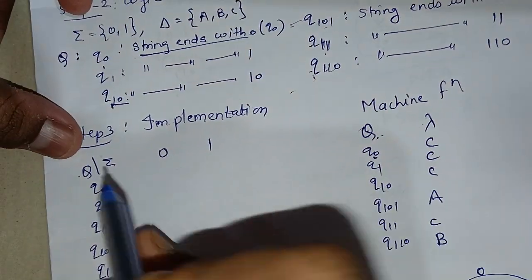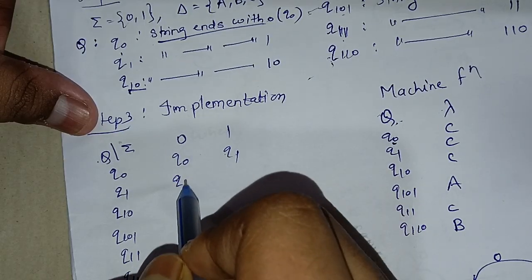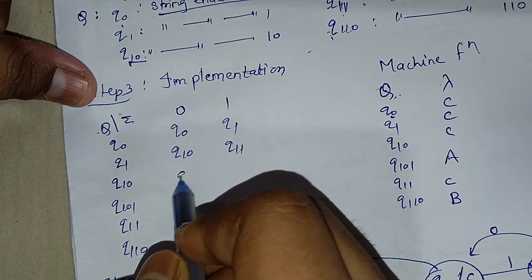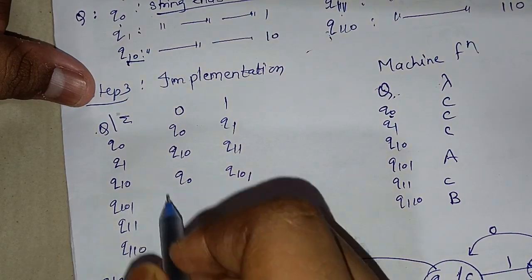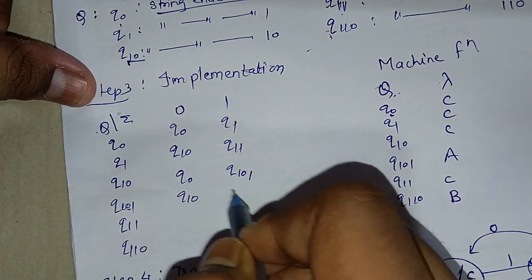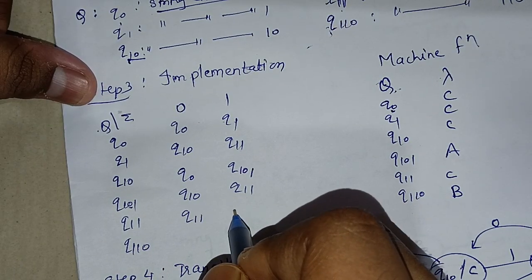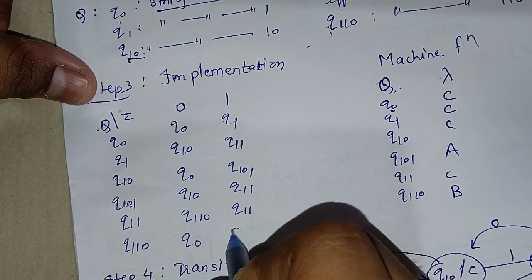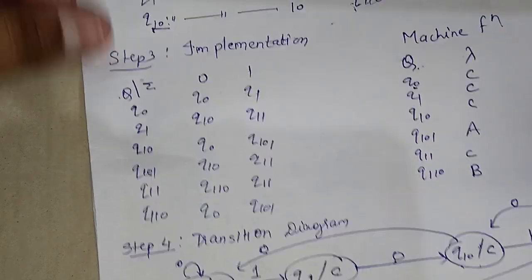Based on this, we will fill the implementation table. If it receives 0, it is going to Q0, Q1, Q10, Q11. Same, Q10 receives 0, it is going to Q0, it is going to Q101, Q101, Q10, Q1011, Q11, Q11, 0, Q11, Q0, Q101.